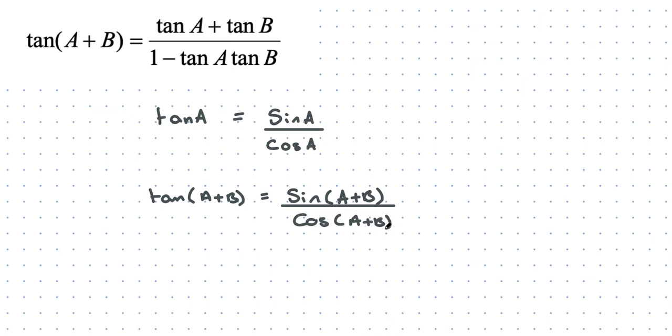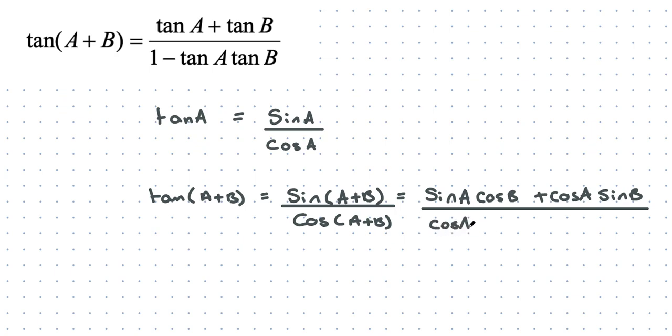And the rest now you can take from your log tables. You don't need to prove them from scratch. You go to your log tables and look up what we know about sine of A plus B. In the log tables it says that sine of A plus B is sine A cos B plus cos A sine B. On the bottom I'm going to swap out cos of A plus B for cos A cos B minus sine A sine B.